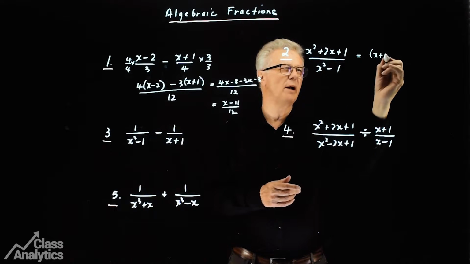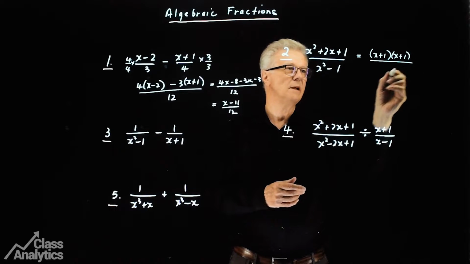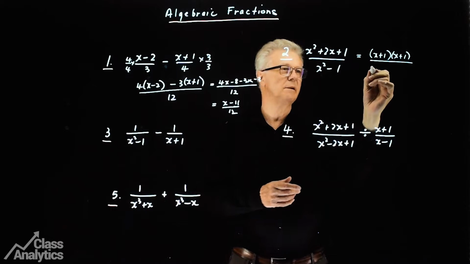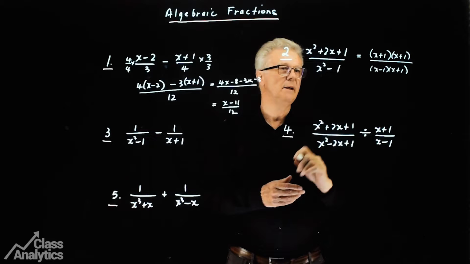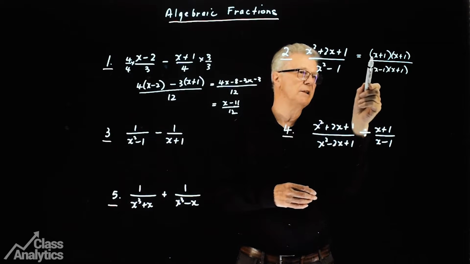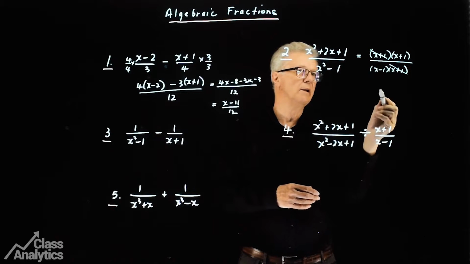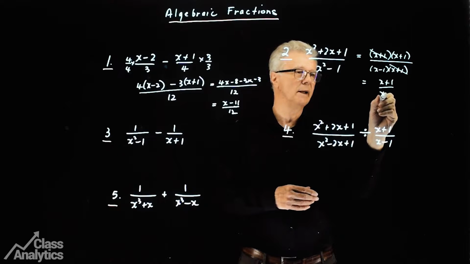x plus 1, I'll write as x plus 1 times x plus 1 though, like that. This is the difference of 2 squares, so that's x minus 1, x plus 1. So all you've done is factorise. The last little step is to cancel. We can see that these two are the same, and we get the result, x plus 1 over x minus 1.